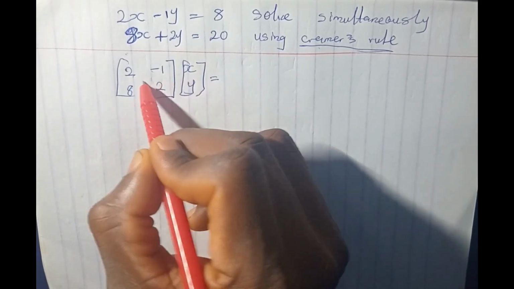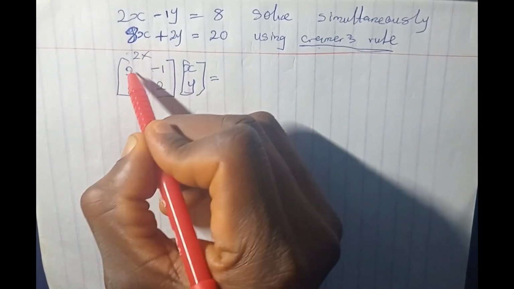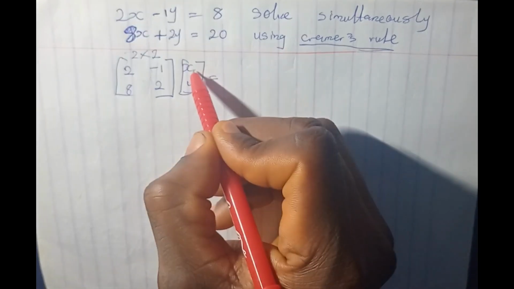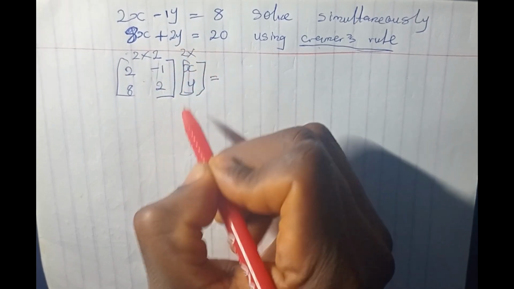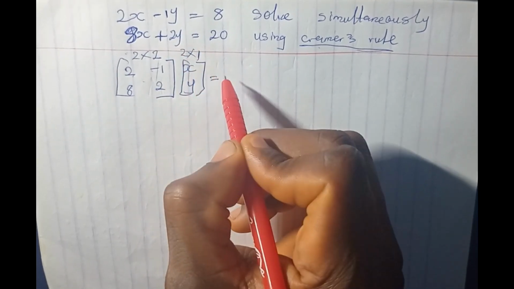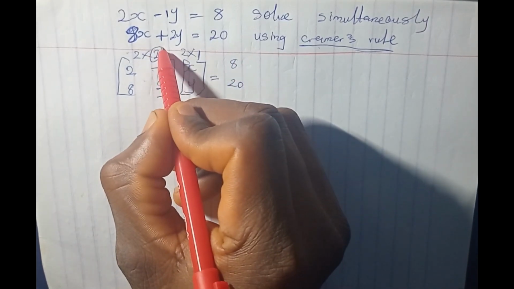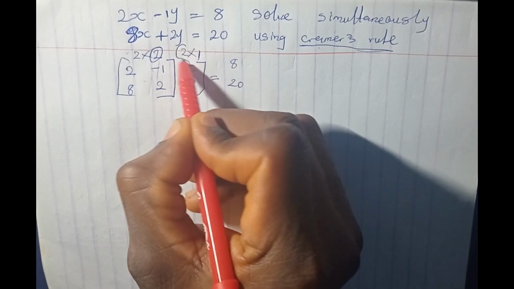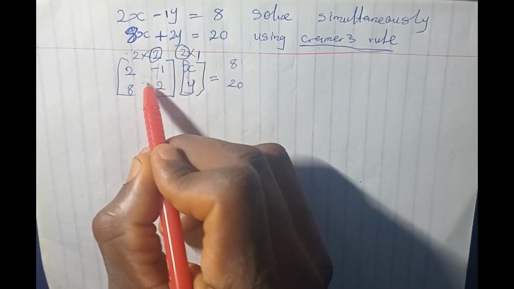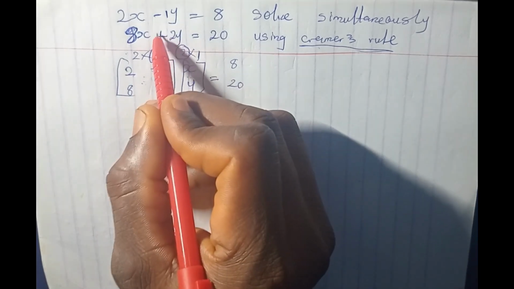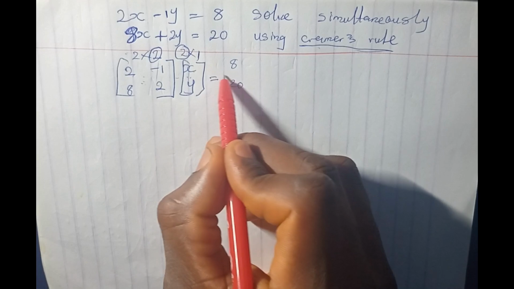So do you know what this means? The order of this matrix, that's the row by column, is a 2 by 2 matrix. And the order of this matrix, the row by column, is a 2 by 1 matrix. And for two matrices to multiply, the number of columns in the first matrix must be equal to the number of rows in the second matrix. So it means that when these two multiply, you are going to get this if you've done matrix before. Is that clear? So I've brought out everything.